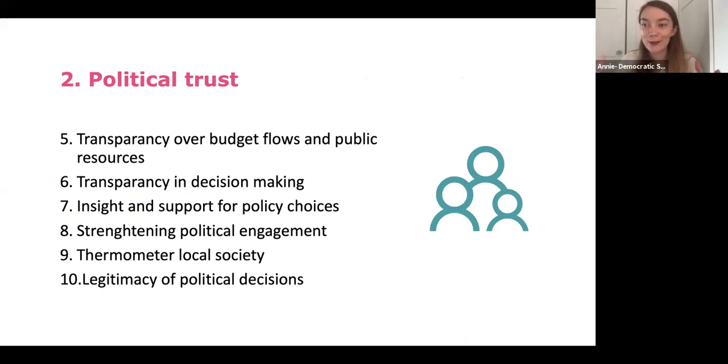So that transparency in decision making, how decisions are being made, insight and support for policy choices, so having that understanding and then supporting how that works. It can strengthen political engagement, so things like voting, local elections, that kind of thing. So you might do a PB process and then you find that actually people are more engaged the next time you do it, the next year. So it kind of tests how your local society is doing as well. And then legitimacy of political decisions, because obviously you've got a group of people that have also supported an idea, so maybe you've got more people that have agreed that that should go through. So that decision, again, it kind of goes back to that stronger decisions.